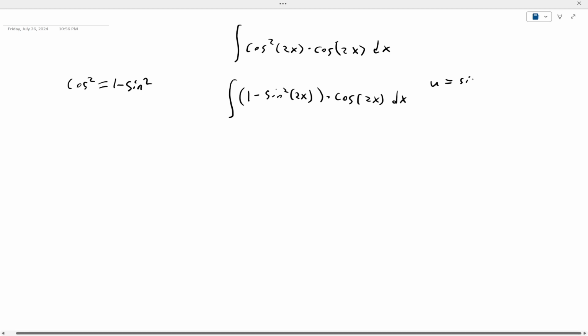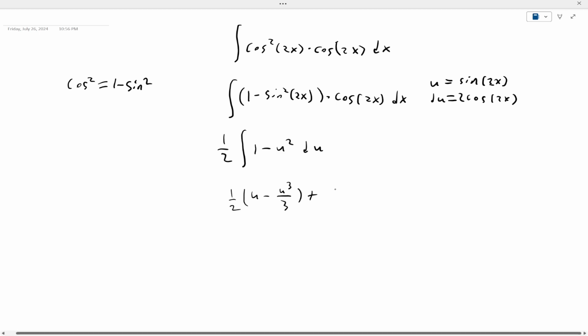If our u is sine of 2x, then our du is equal to 2 cosine 2x, because we're taking the derivative, so we have to multiply by this 2. That makes everything so much simpler. So we take out a 1/2 to account for the 2 cosine 2x, and then we have 1 minus u squared du. Now we just integrate this, and we get u minus u cubed over 3, all multiplied by 1/2, plus c.